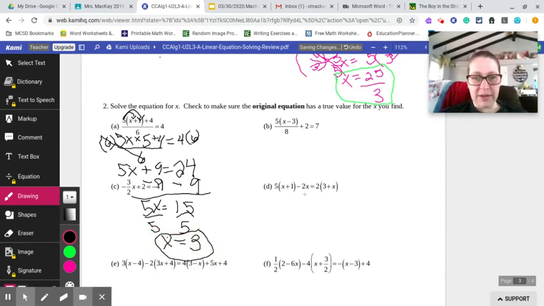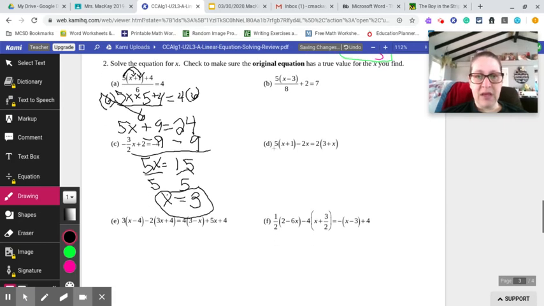Okay, let's do letter D. Same thing. I'm going to multiply the 5 by the x, and then the 5 by the 1. And then I'm also going to multiply the 2 by the 3 and the 2 by the x. That gives me 5x plus 5 minus 2x equals 6 plus 2x.